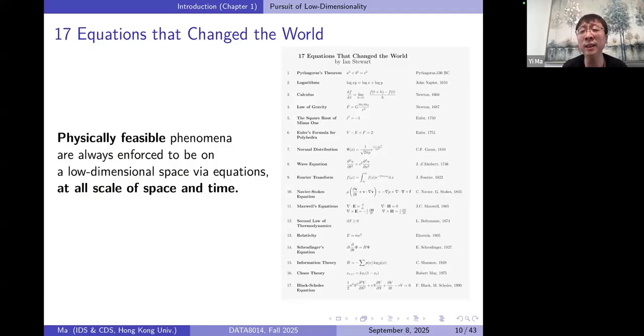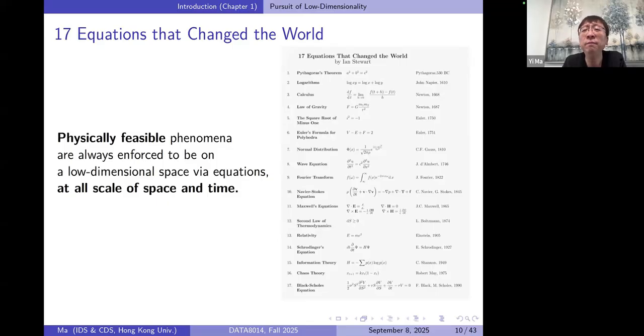As I mentioned to you last time, saying 17 equations is not exactly right. In fact, one of them is an inequality. It's the second law of thermodynamics. The entropy of a closed world always increases. This is the only inequality. The rest are all equalities. We told you why.